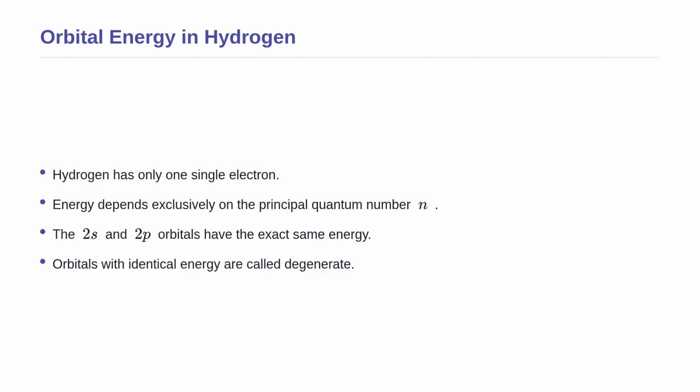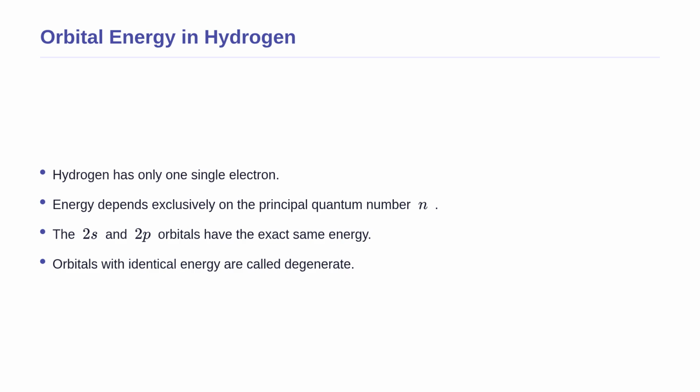Now that we have an intuitive picture, let us look at the formal definition. In a simple hydrogen atom, there is only one single electron. Because there are no other electrons to interact with, the energy of an orbital depends exclusively on its principal quantum number, denoted by the letter n. This means that the 2s and 2p orbitals in a hydrogen atom have the exact same energy. Chemists refer to orbitals with the exact same energy as being degenerate.